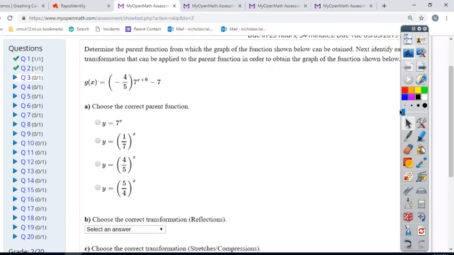We have 7. Our parent function right here is just 7 to the x. So that's our parent function. And let's analyze our transformations. We have a minus sign right here, that's an x-axis reflection.